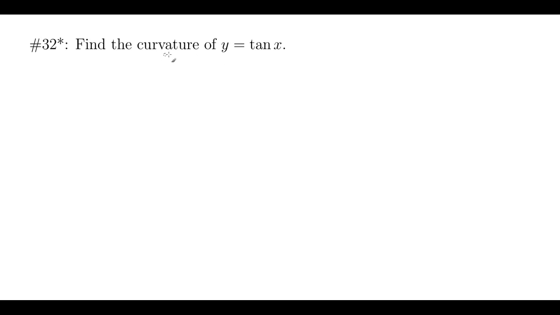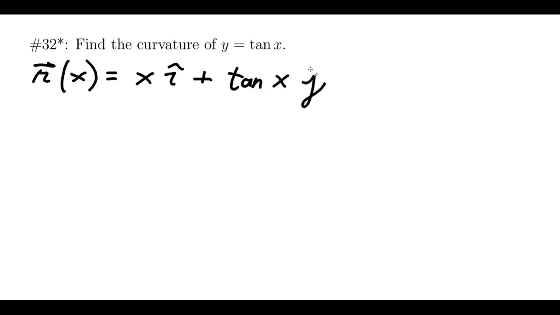Now, we only talk about the curvature of curves or lines, not surfaces. So we must understand this y equals tan x to exist in the xy plane, two-dimensionally. So we could represent this as a vector function. We could parameterize by x. We could say r of x is equal to x i plus the vertical component, y, is tan x.